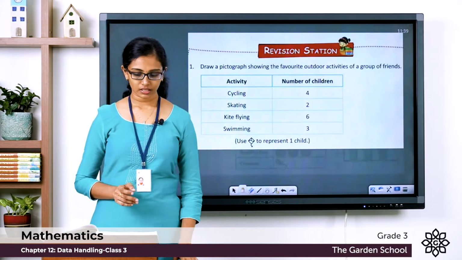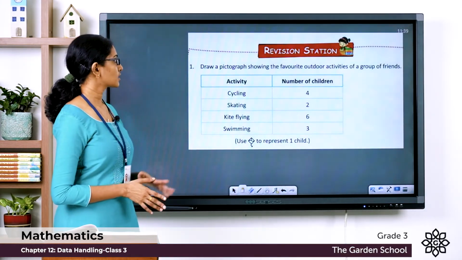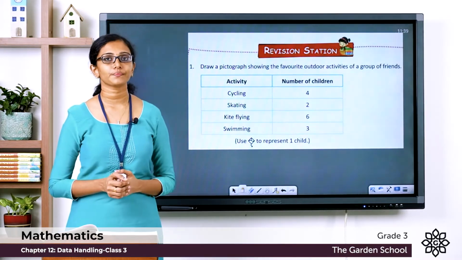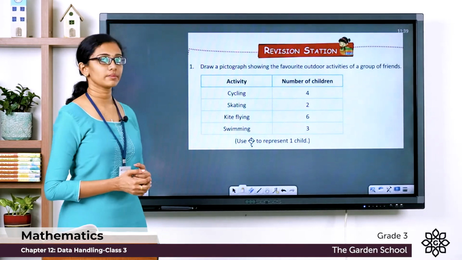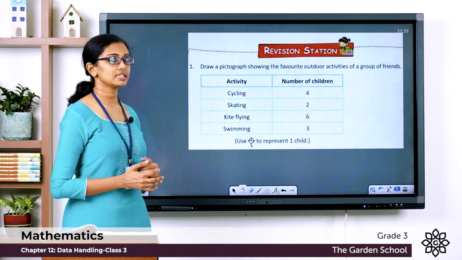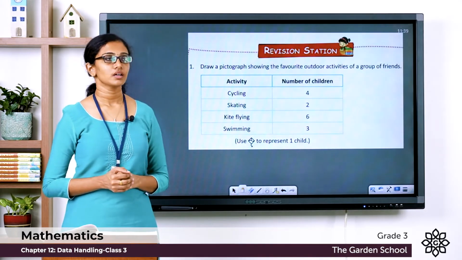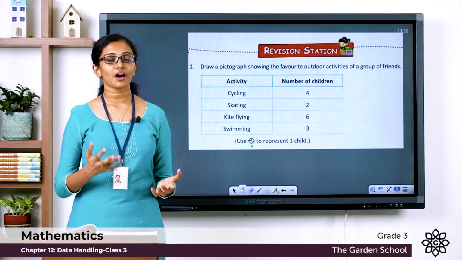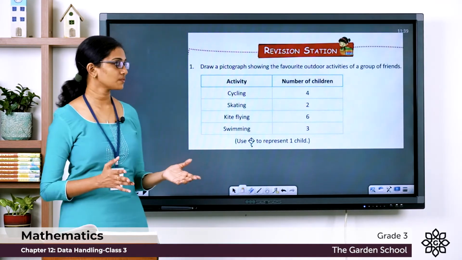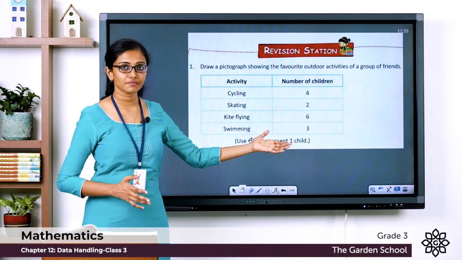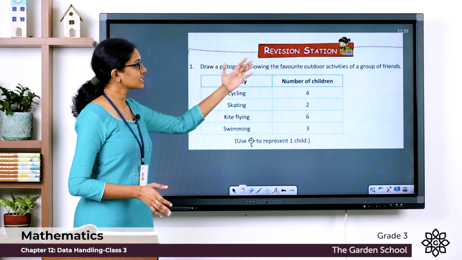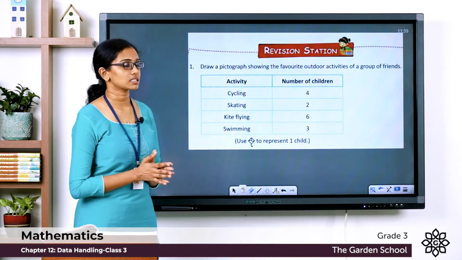The first question is to draw a pictograph showing the favorite outdoor activities of a group of friends. Here you are given a table and also a key is mentioned. So how do you draw a pictograph? We have already learned how. What is the first step? You have to go through the data given to you very carefully. You are given two labels here, the activity and the number of children who like each activity.